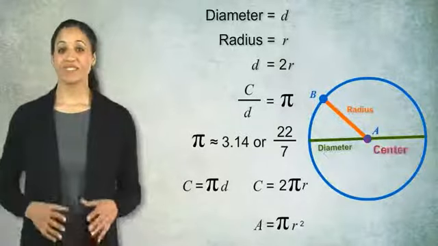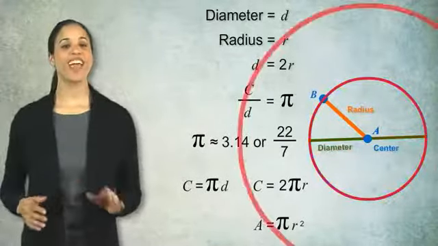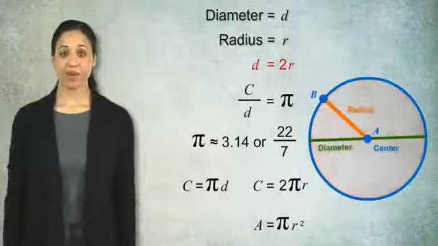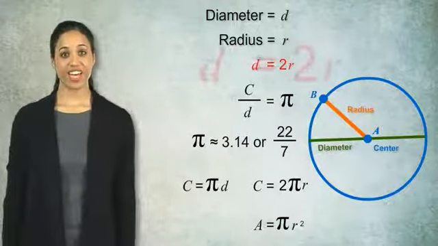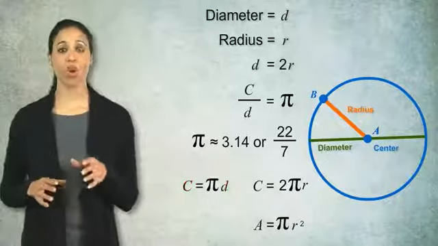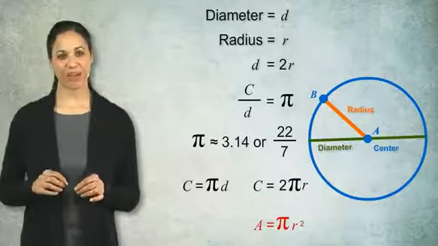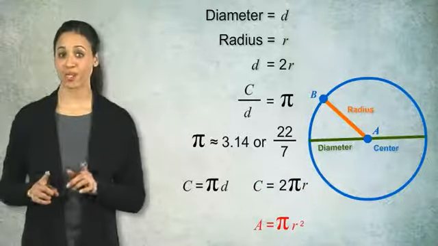So, circles have a center, a radius, a diameter, a circumference, and an area. The diameter is twice the radius. The circumference can be calculated by pi times the diameter, or pi times twice the radius. The area can be calculated as pi times the radius squared.